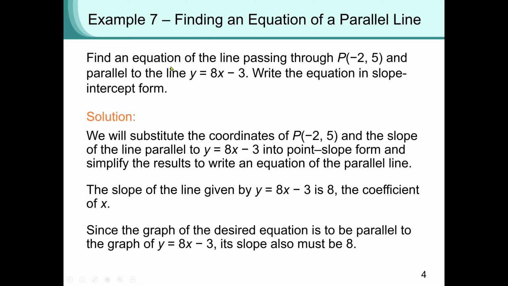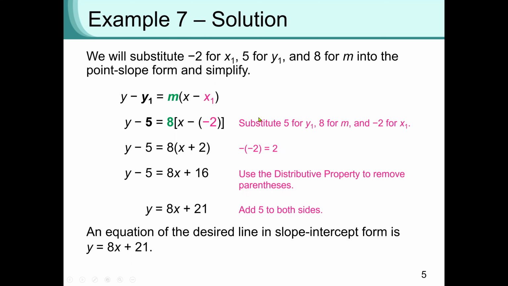Well, the question says find an equation for a line passing through a point and parallel to the line y equals 8x minus 3. So if the slope of y equals 8x minus 3 is 8, then the second line's slope is also 8 because they are parallel. So what we do next, we substitute -2 for x and 5 for y. And we know the slope to be 8. So we use the point-slope form.